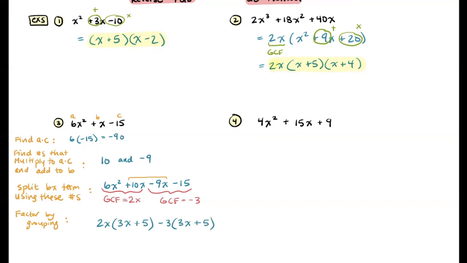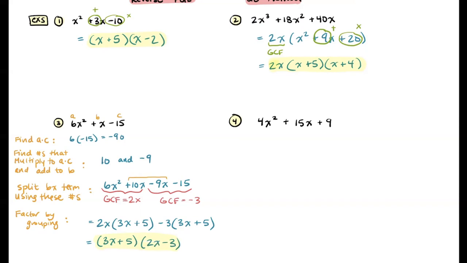Okay, keep on going here. It looks like we're on the right track, right? We've got 3x plus 5 in parentheses. The same here, so we're going to factor out the 3x plus 5. And what we're left with is 2x minus 3. And there it is, the factored version of 6x squared plus x minus 15.